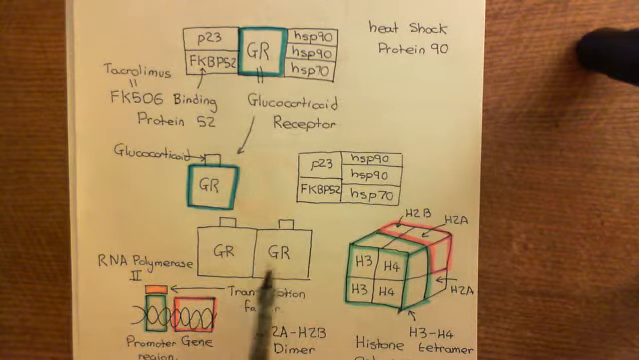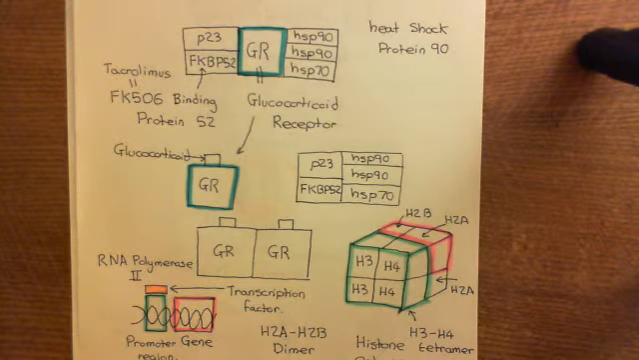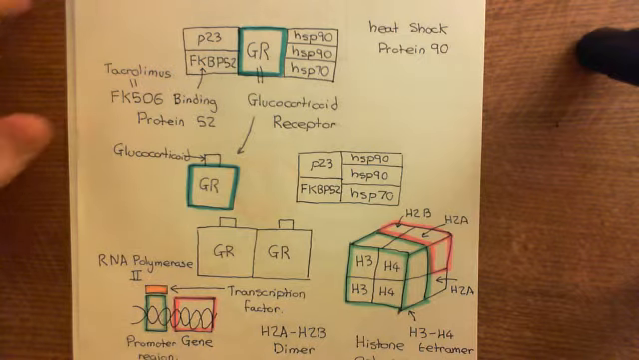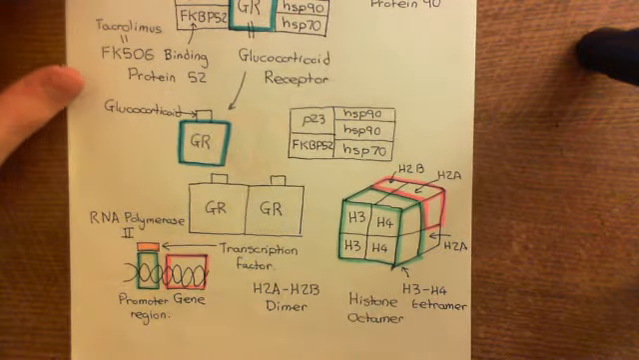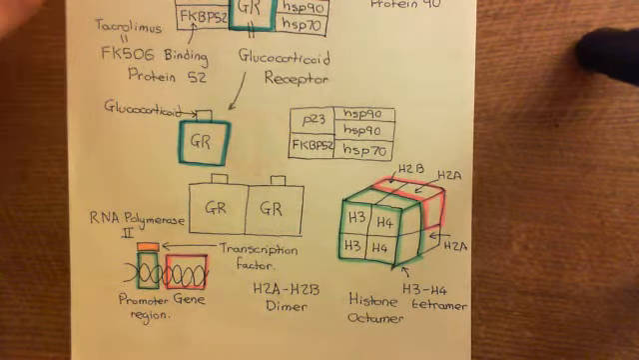And then these glucocorticoid receptors, which are now loose, can dimerize together to form a glucocorticoid receptor dimer like this. And this can either enhance the expression of genes or repress the expression of genes. To enhance the expression of genes, it can bind to the promoter region and increase the affinity of the promoter region for binding RNA polymerase II.